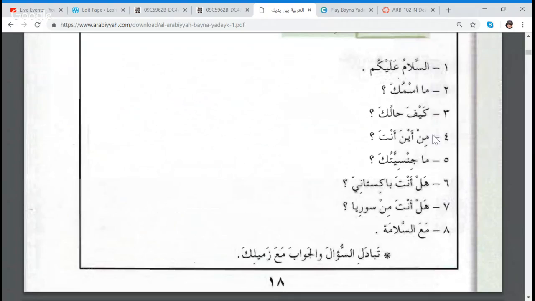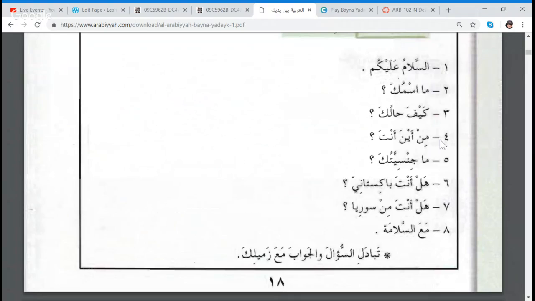Min aina enti. Ana min Amrika. Amrika. Ana min Amrika. Okay. Let's try again. Min aina enti. Ana min Amrika. Very good.